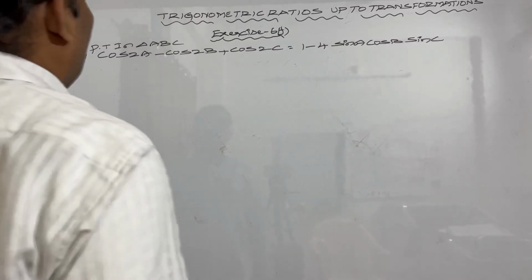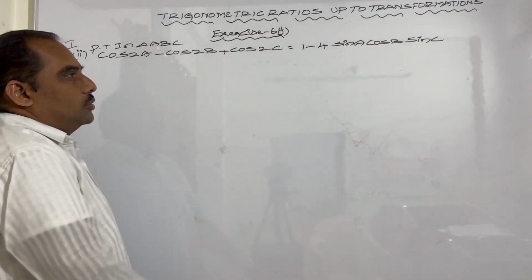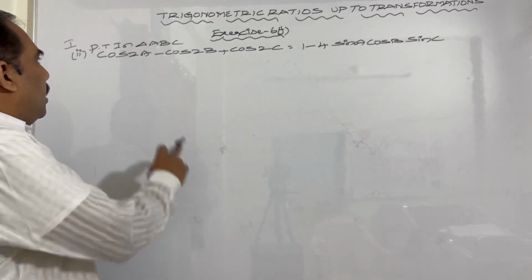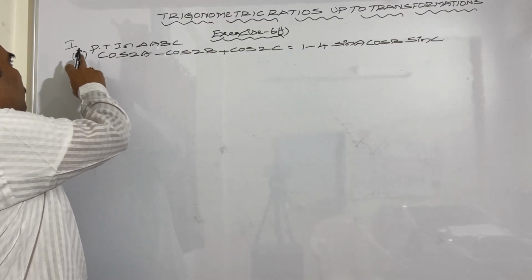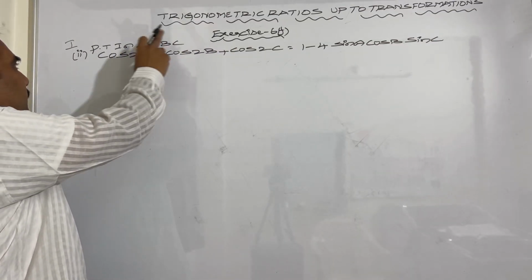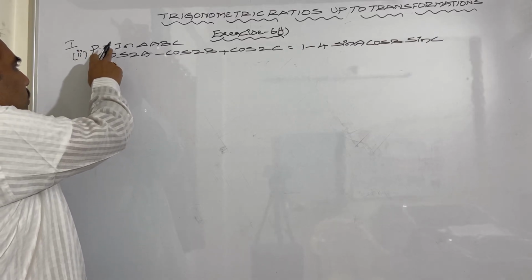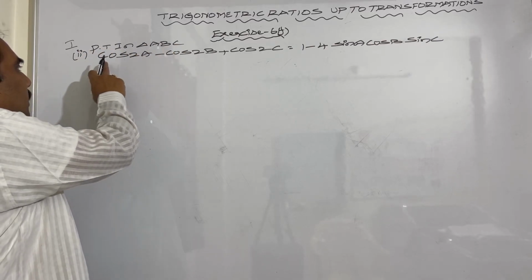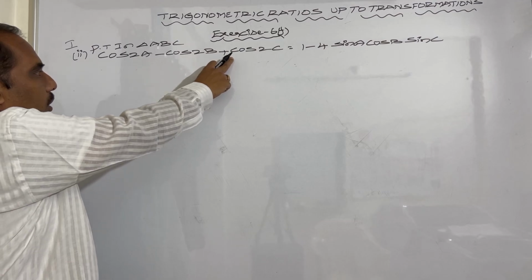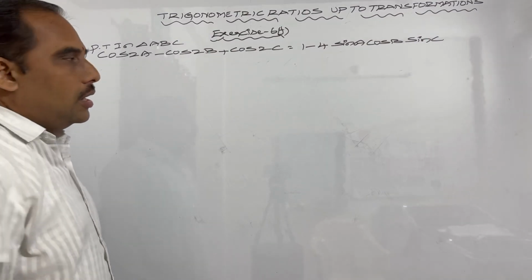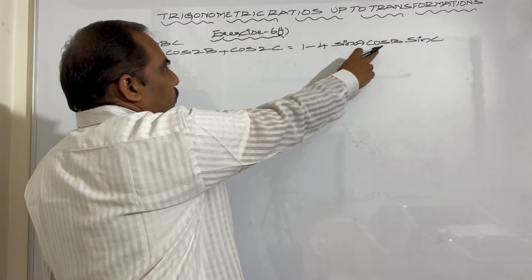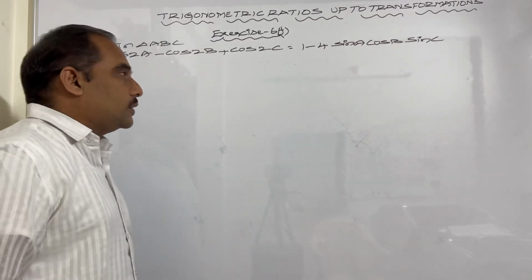In this video, we are going to discuss trigonometric ratios up to transformations. The first problem, exercise 6, first problem, second bit: prove that in triangle ABC, cos 2A minus cos 2B plus cos 2C is equal to 1 minus 4 sin A cos B sin C.